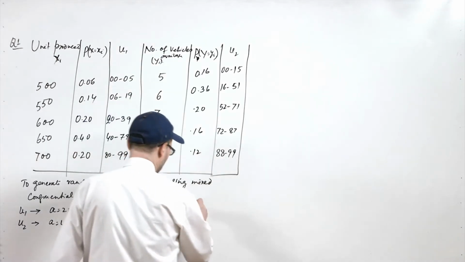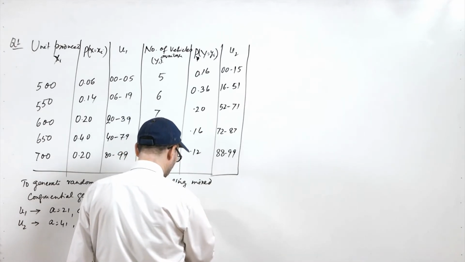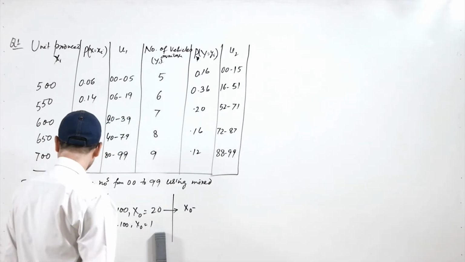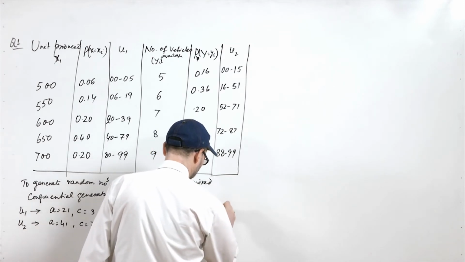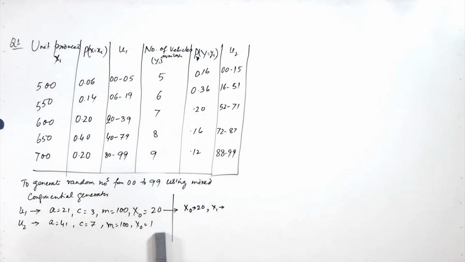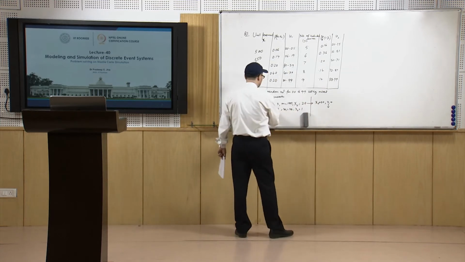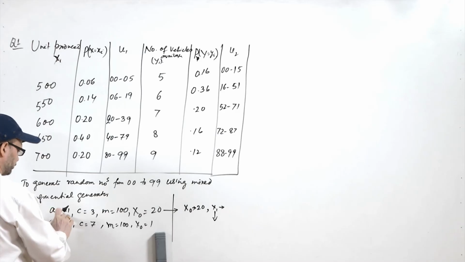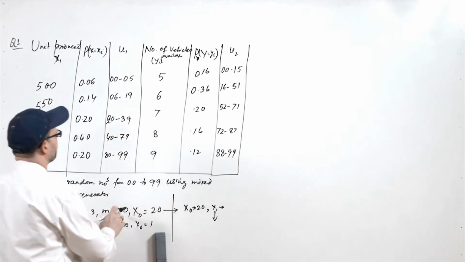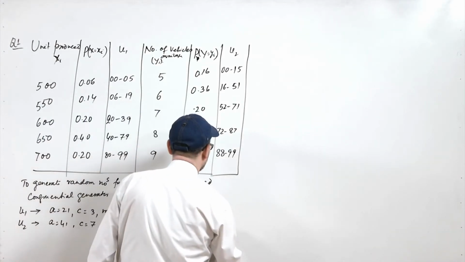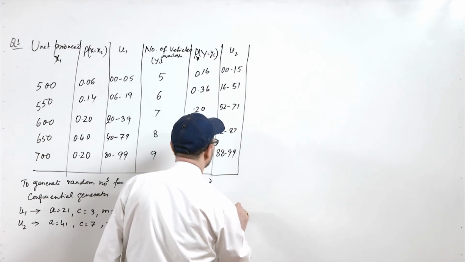First of all, x0 is given as 20. Then what will be x1? x1 will be A into x0, so 21 into 20, 420, plus 3, 423, mod 100. So, it will be 423 mod 100, that is 23.